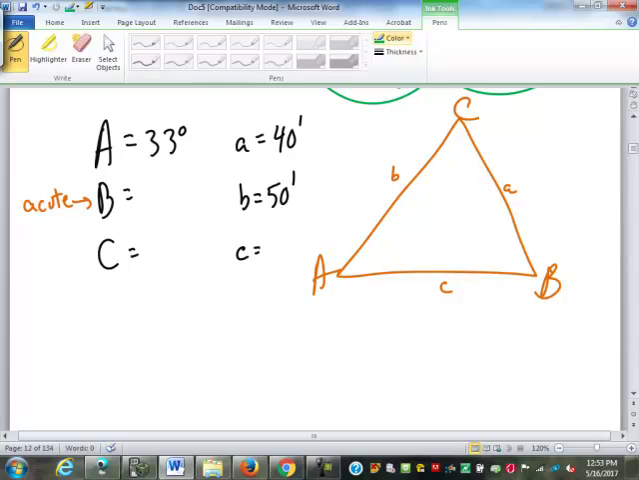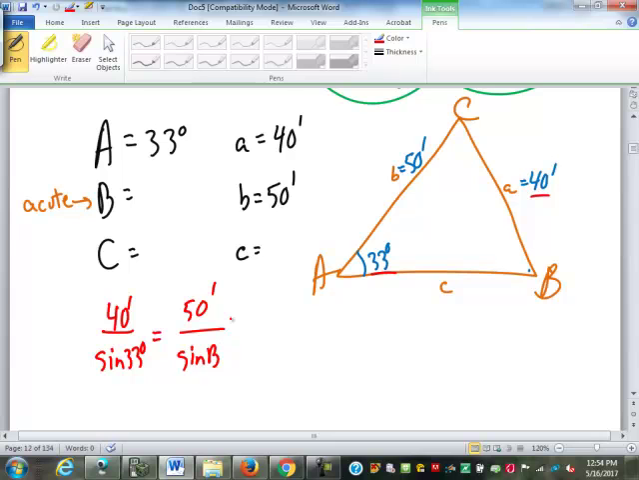So I'm going to fill in the information I have. Angle A is 33 degrees. Side A is 40 feet. Side B is 50 feet. And this is acute, so I drew it acute. So I do have a side and its opposite angle: 40 feet over the sine of 33 degrees equals 50 feet over the sine of what? B.